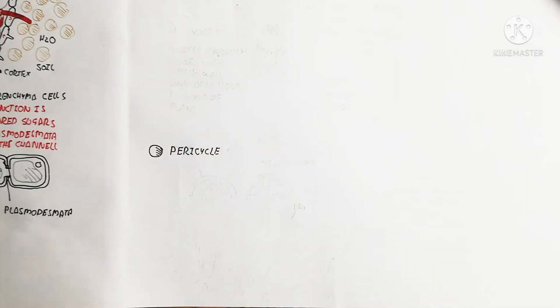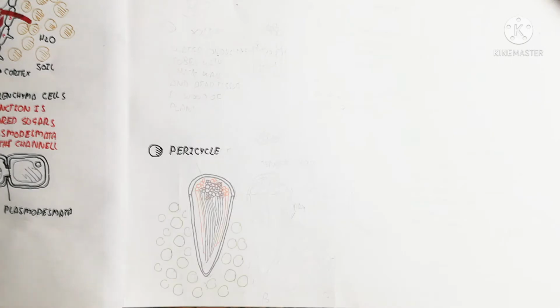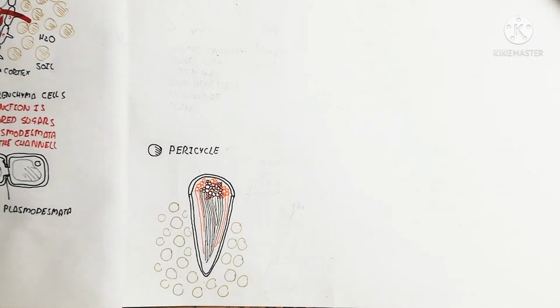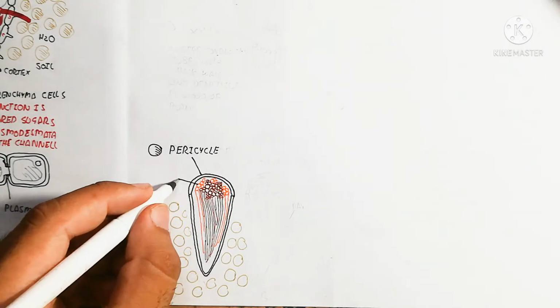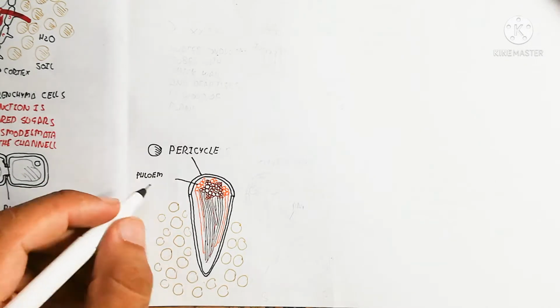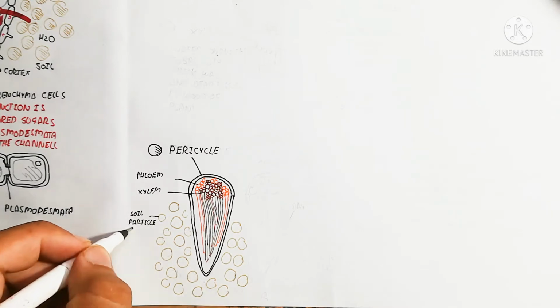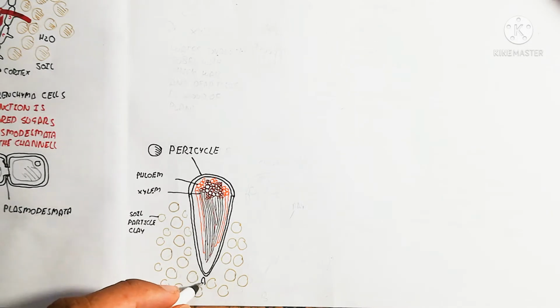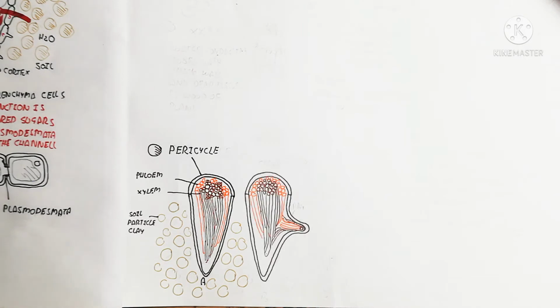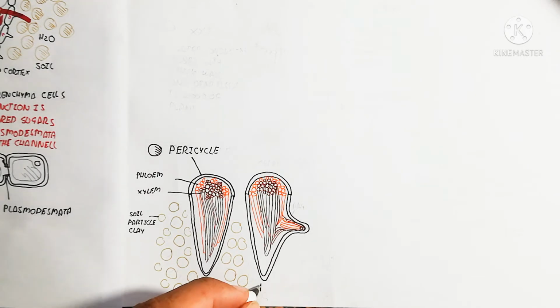So the pericycle I am drawing here just for understanding. Here is the soil in which the pericycle is embedded. I am drawing just the pericycle, not the epidermis, endodermis, etc. The pericycle contains vascular tissue, which is known as xylem and phloem.